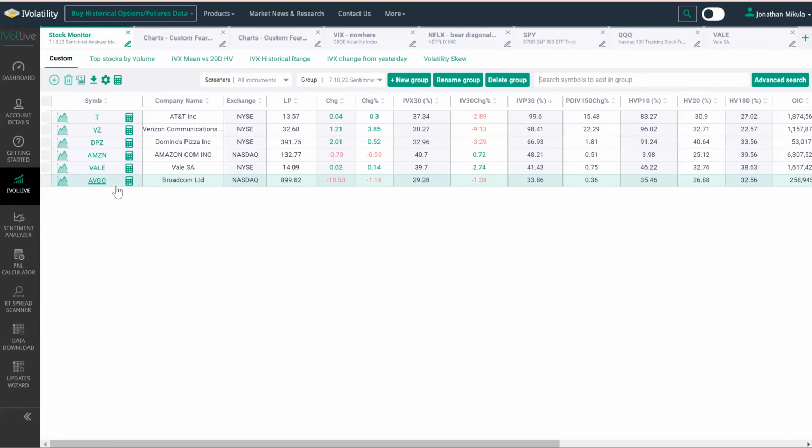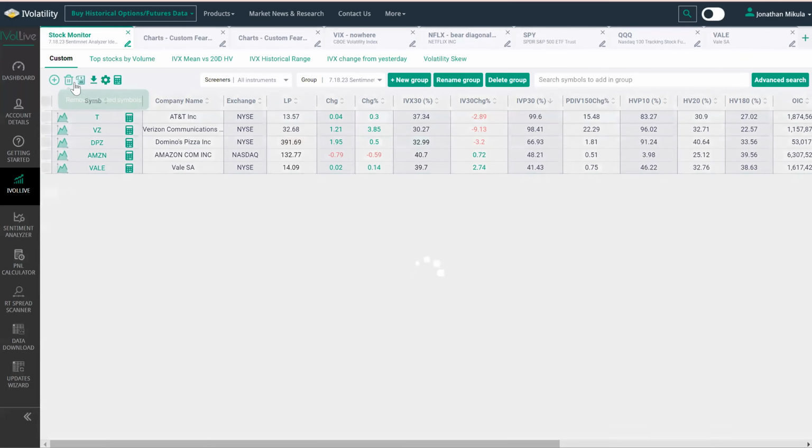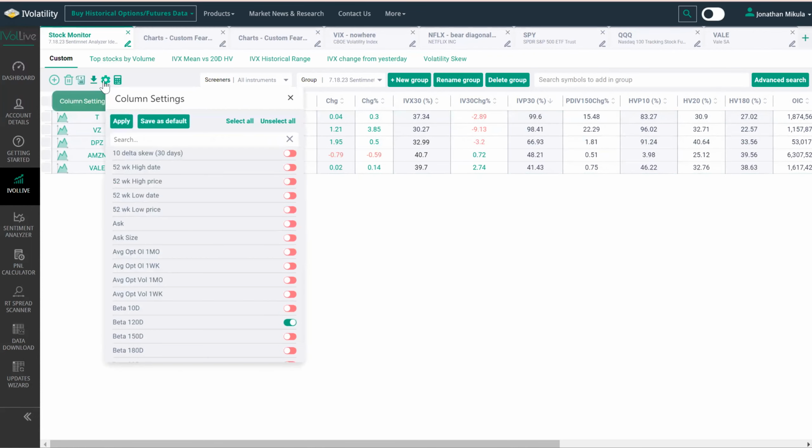Let's say that as we do our research, we decide that we don't want to include one of these names in our new group anymore. All we have to do is put a checkbox, throw it in the trash, and here we go. And then here are our different column settings. Again, I can add to or take away from those column settings here.